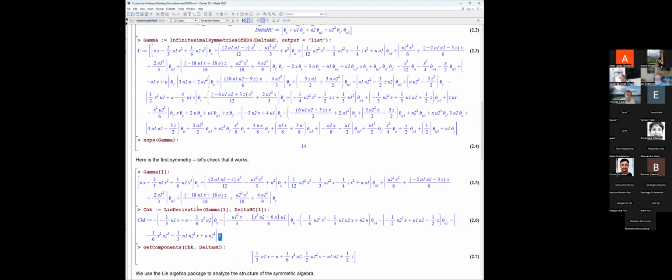Let's check that it's actually working. So I'm going to take this vector field, which I claim is a symmetry of the differential equation, apply it to this vector field here by Lie differentiation. I get this vector field. And if this is a symmetry, then this Lie derivative should be a linear combination of the vector fields in the distribution. And so we use this get components command. Is this vector field a linear combination of the vector fields in my distribution? The answer is yes. And I can do that with this get components command. So this vector field is this function times delta 1 plus this vector field times delta 2.